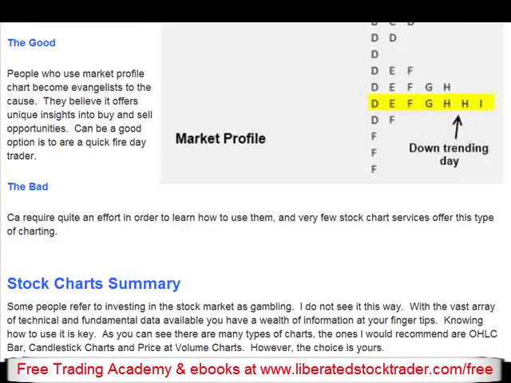Stock chart summary. Some people refer to investing in the stock market as gambling. I do not see it this way. With the vast array of technical and fundamental data available to you, you have a wealth of information at your fingertips. Knowing how to use it is key. As you can see, there are many types of charts. The ones I would recommend are OHLC bar charts, candlestick charts, and price and volume charts.